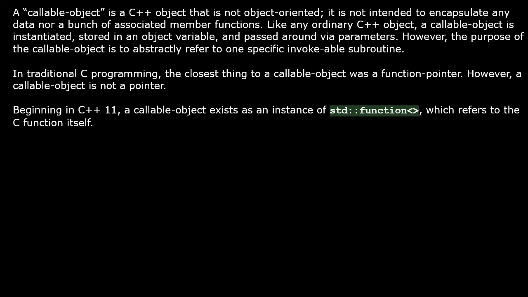Of course, all object variables have some kind of type. A callable object's type is a standard template called function. That template parameter is the signature of this important invocable subroutine.